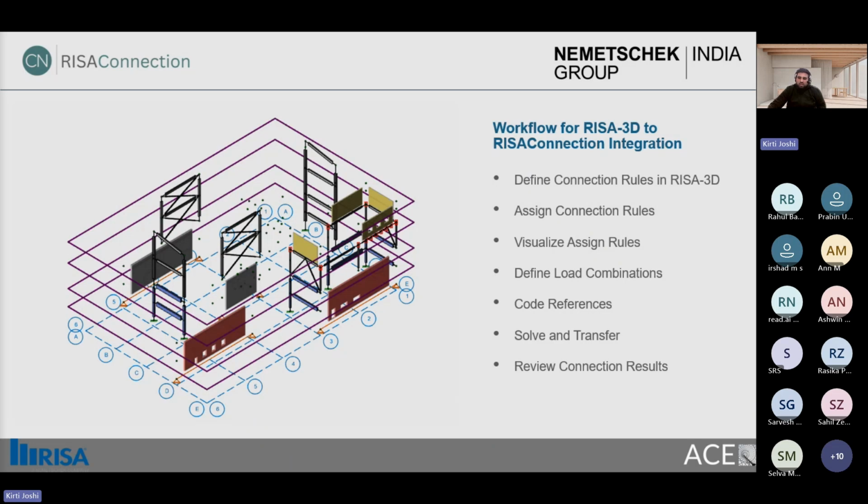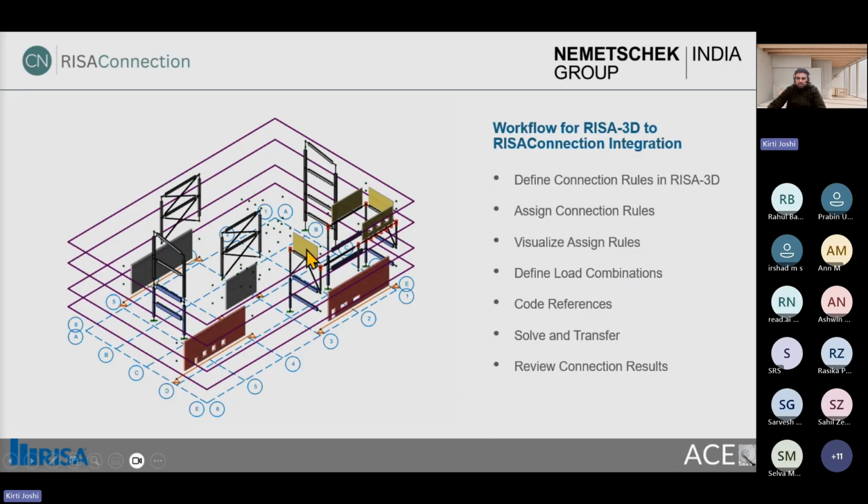The next is users can define the load combinations that are required for the connection design, to ensure the analysis, and you can run the solution in RISA 3D. After you run the solution, you can just transfer the model to RISA Connection. And at last, the user has the option to open the connection result spreadsheet to review the specific warning messages related to the connections. We'll see how this workflow works in the next slide. So this will be specifically helpful if you are an existing RISA user and want to perform the connection design by integrating it with RISA 3D.